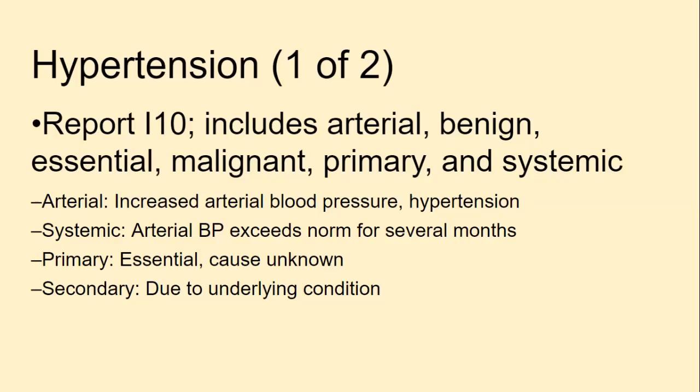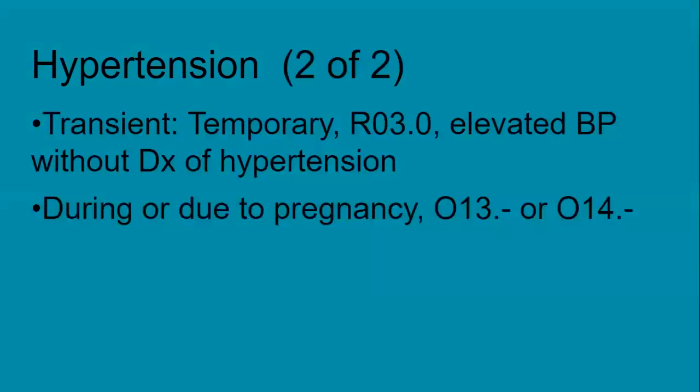I'm not going to go through these simply because we're going to be doing those tomorrow in our workbook when we get together for our Zoom class. Okay, report I10 includes arterial, benign, essential, malignant, primary, and systemic. Hypertension, I10, we are going to be using this so much, but what I want you to know is it does not cover everything that says hypertension, because there's hypertension with kidney disease. There's just so many different things, so we need to pay close attention when we're actually coding hypertension.